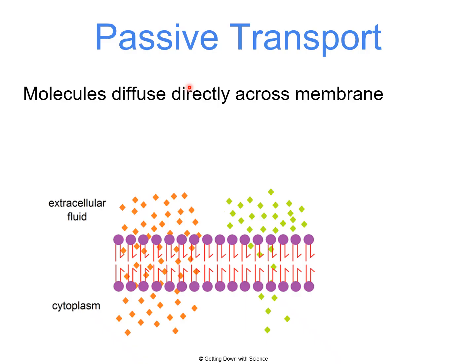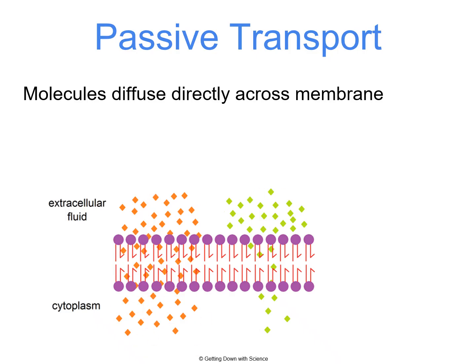So here's an example of what we just discussed. Molecules are diffusing across the cell membrane. Here we have the extracellular fluid, and extracellular means fluid outside the cell. And here we have fluid within the cytoplasm. Fluids can cross the cell membrane from the outside of the cell into the cell, or vice versa, can move from inside the cell to the outside of the cell.